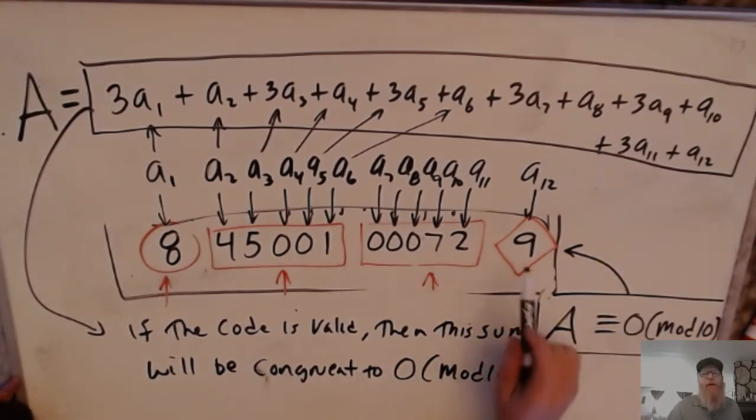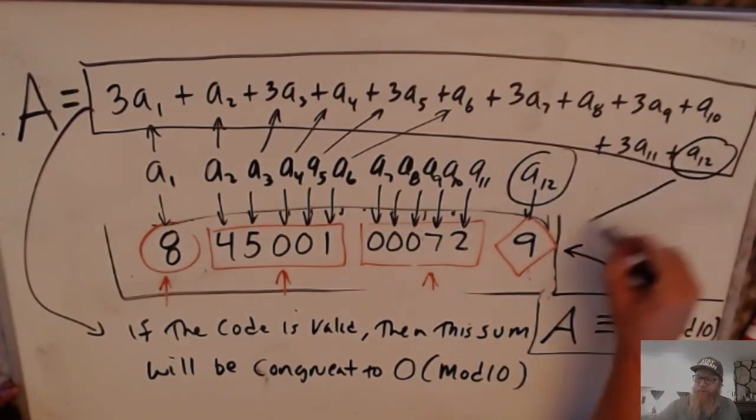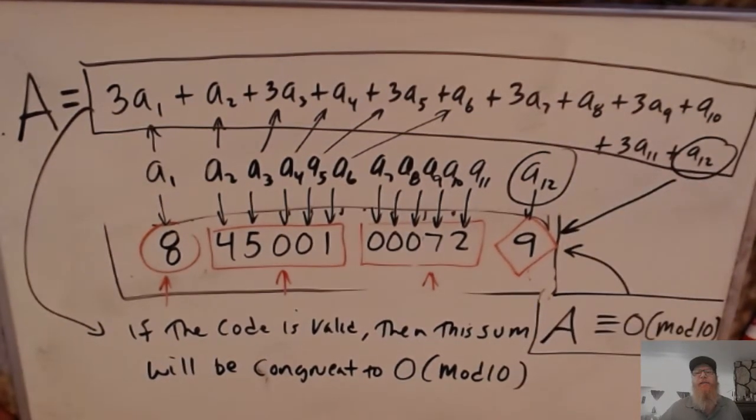That digit better be the right digit. It's the last digit. That's A12. A12 is called the check digit. In this example, I could call it X or something like that in a little bit. All right, so that's how the code works.